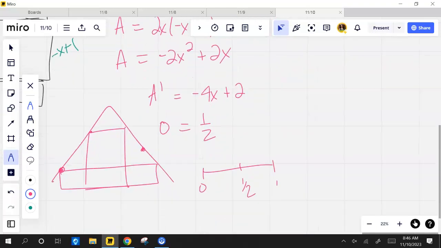Okay, here we go. So positive, negative, up, down, right? So this is my maximum. Okay, this is my maximum. But that's still not what it asked me to do. It said, what's the largest area and what are the dimensions?